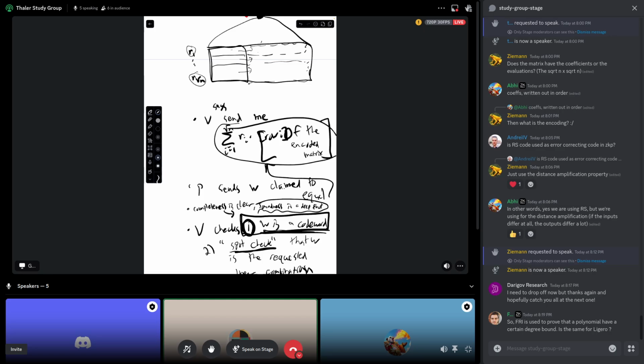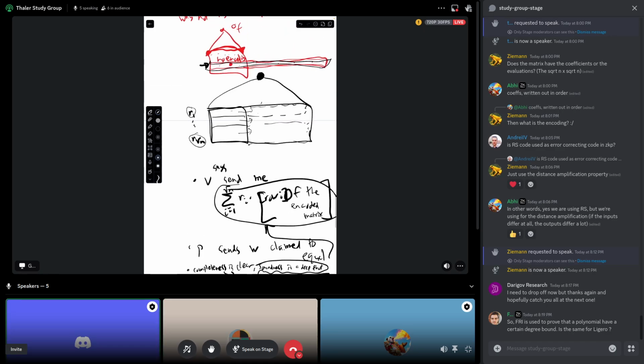Where do the random values come from, in FRI? Great. So in a SNARK, they would come from Fiat-Shamir. You would Fiat-Shamir hash the Merkle commitment to get these as random verifier challenges. In an interactive protocol, they would just come from the verifier.